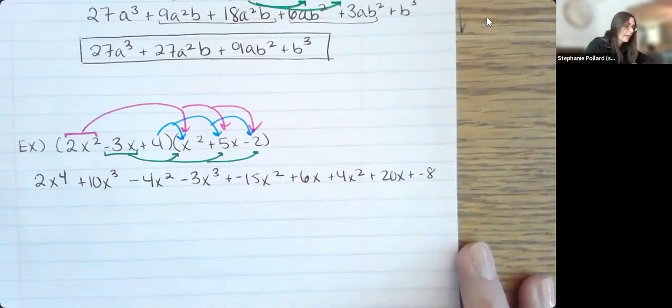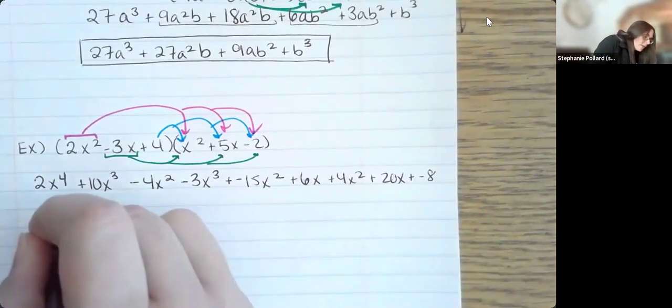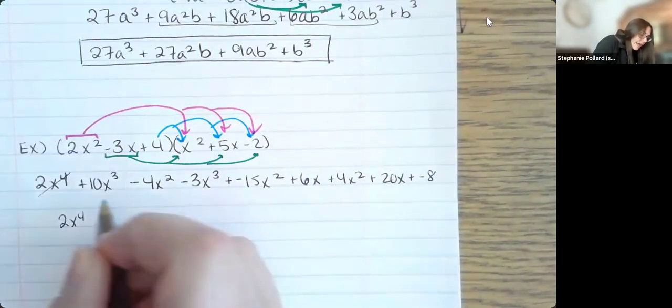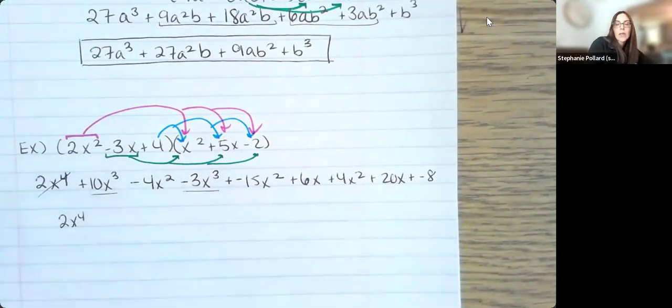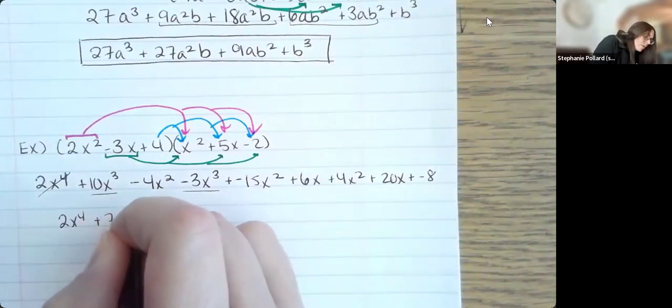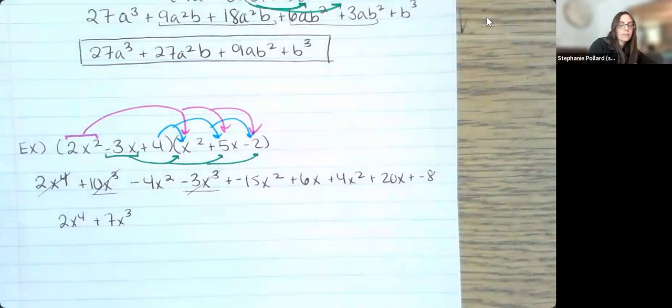Now I'm going to go through and combine like terms. There's nothing to combine with 2x to the 4th, so I'll rewrite that. If I look at my cubes here, I have 1 there and 1 there. So that would be 7x cubed. If it helps, you may want to just lightly cross it out when you're done.